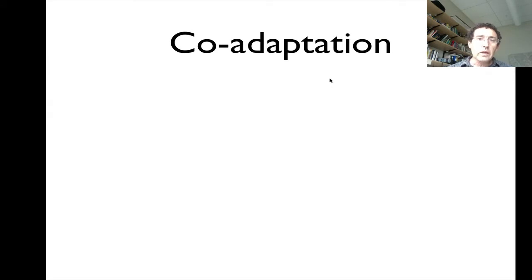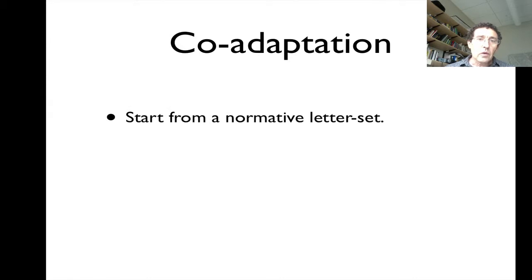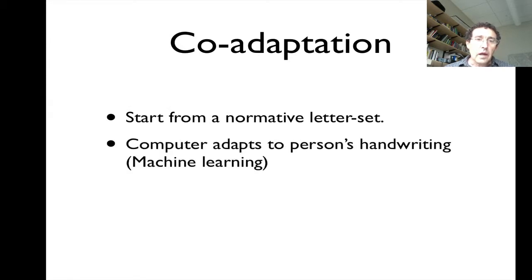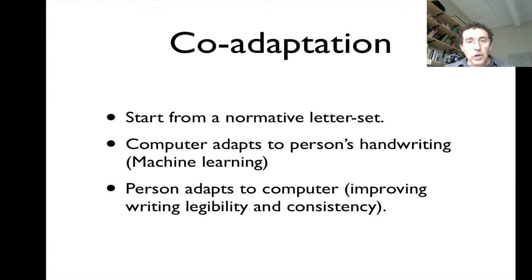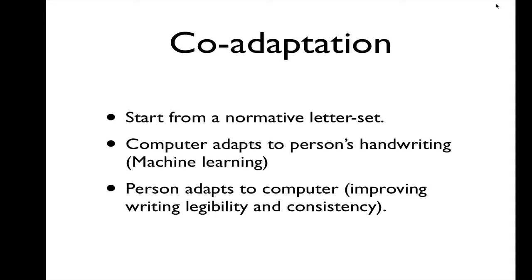Okay, so what we're after in this project is co-adaptation. The idea is to start from some normative letter set, have the computer adapt to the person's handwriting, which uses machine learning, and then have the person adapt to the computer. Now the person will do that automatically anyway, but we're going to try to find a way to make use of that adaptation and improve it in the optimal way.